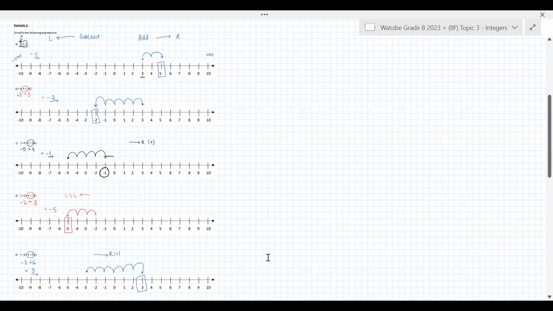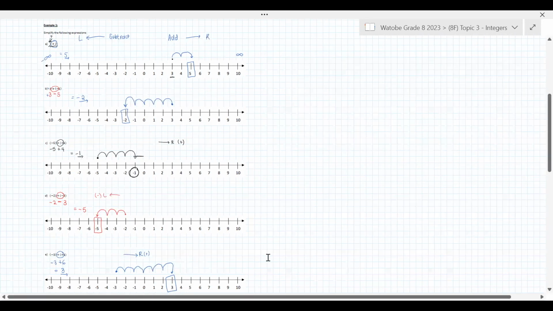Dal, what is your question? Ma'am, I don't understand how you got to 3 in number E. To 3, okay. So if you look at the number line, I'm just going to make this bigger. I'm hoping all of you have screenshots.